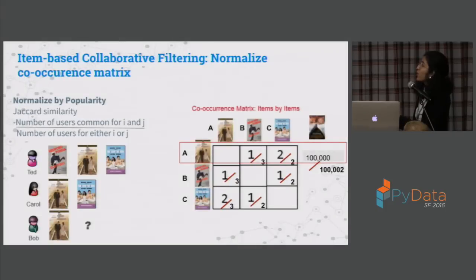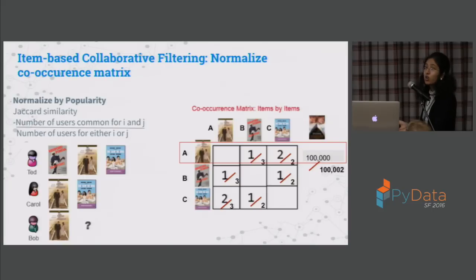Most frequently, to deal with this problem, we use normalization. We normalize our co-occurrence matrix by popularity. There are many methods of normalizing. The very basic and naive method is the Jaccard similarity measure, wherein we divide all the cells of this co-occurrence matrix by the number of users who have watched either movie A or movie C. Remember, our numerator here was the number of users who have watched both.